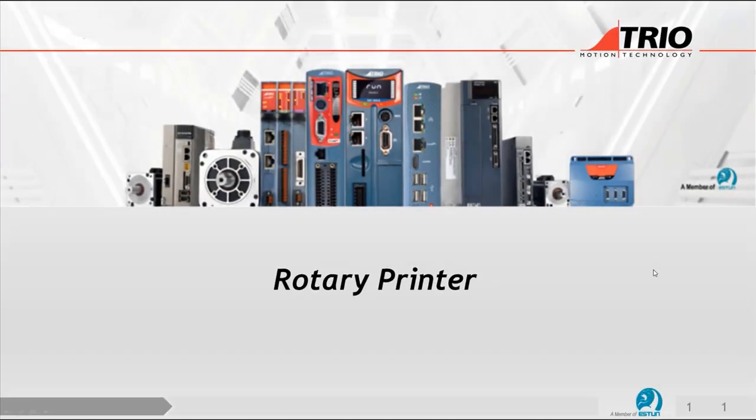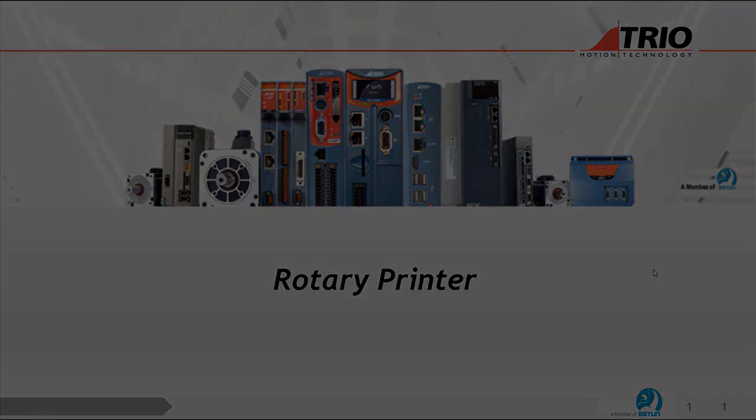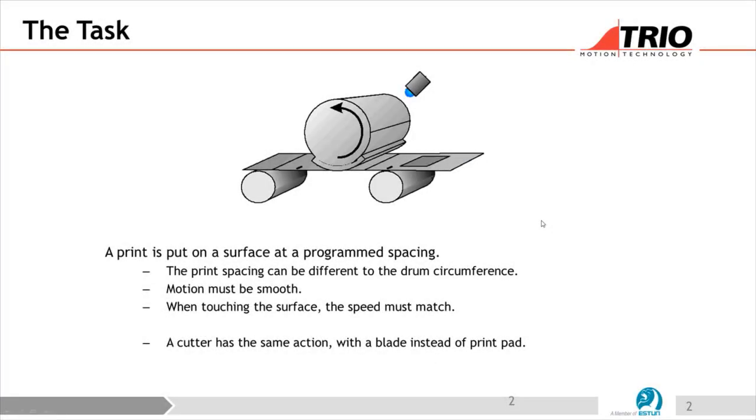So the next command we're going to look at uses as an example a rotating printer. So that looks like this, I hope. There we go. So we've got a rotating drum with a print head on it. It has a fixed circumference, of course, because it's a mechanical drum, and what we want to do is be able to print at different pitches, different lengths.